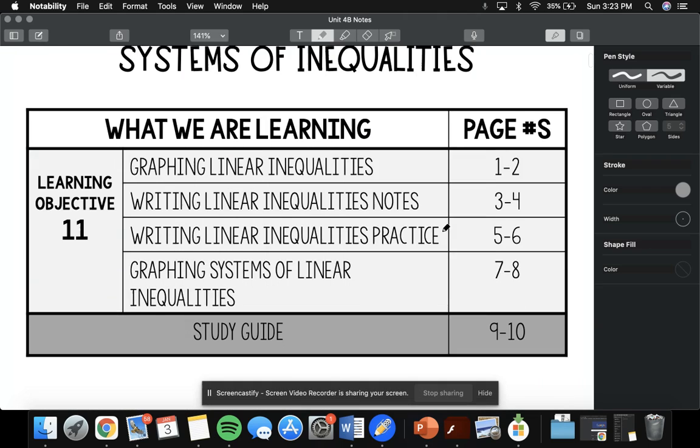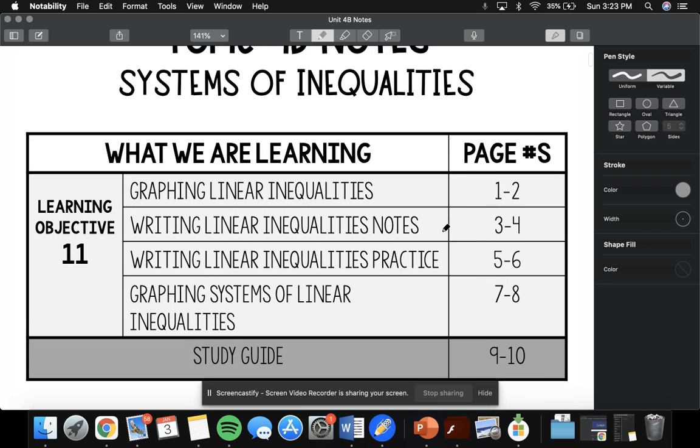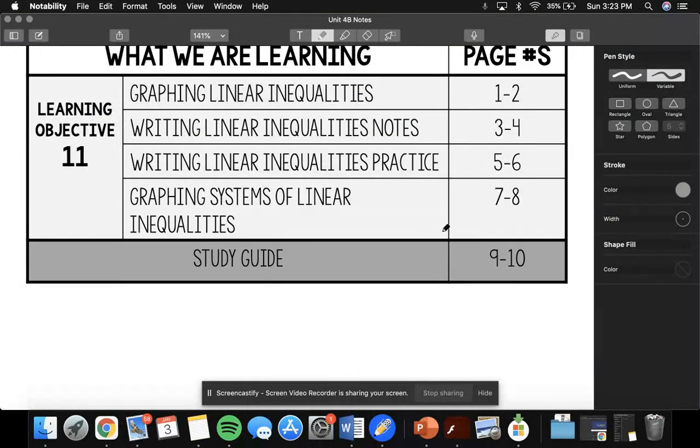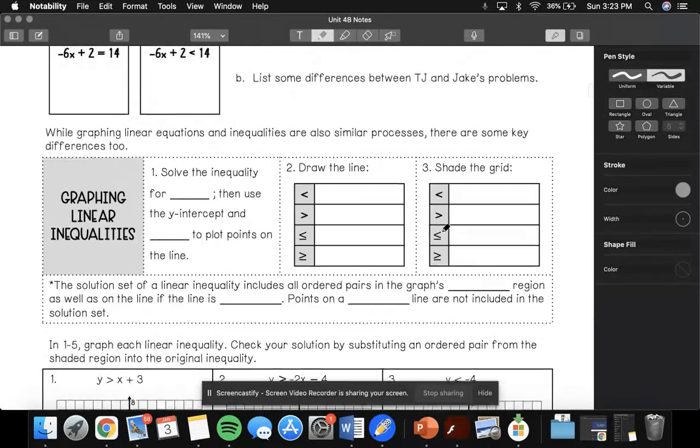Guys, we are starting our little unit over systems of inequalities just because we didn't get to it before winter break. So we're on pages 1 and 2. First, we're just going to learn how to graph a linear inequality.